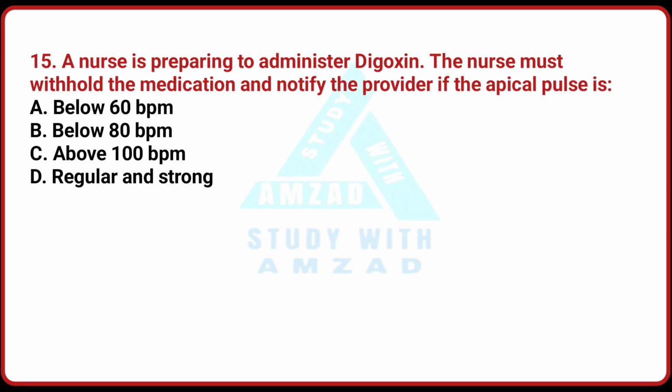A nurse is preparing to administer digoxin. The nurse must withhold the medication and notify the provider if the apical pulse is: option A, below 60 beats per minute; option B, below 80 beats per minute; option C, above 100 beats per minute; option D, regular and strong.